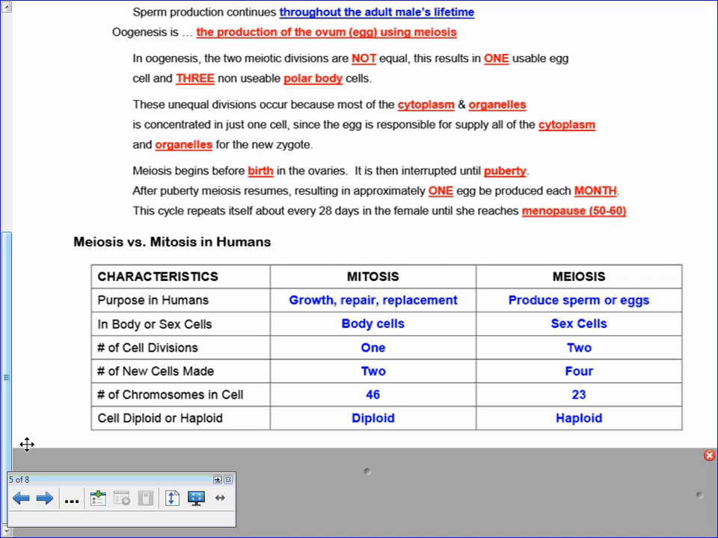Okay. I'm going to step away from the notes then and go to something else here.